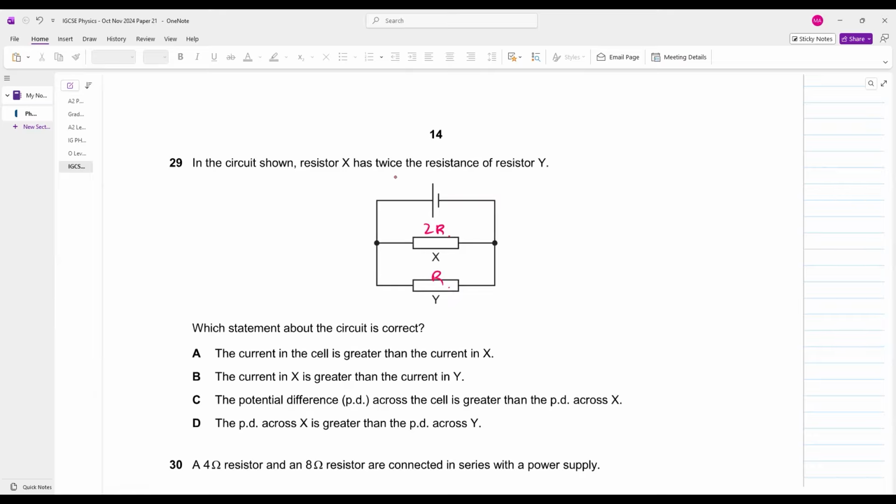The current in the cell, that is this current I, is greater than the current in the X. Obviously, the current in the circuit I will be a sum of what? Current in X plus current in Y. This will obviously be greater than the current in X. A is your answer.